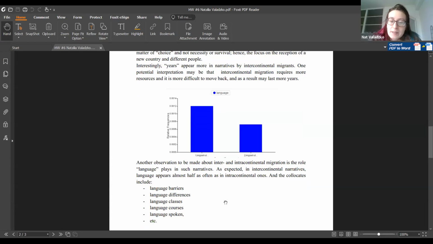And that's why when we look at the collocations, very often we can see those bigrams, if I'm correct: language barriers, language differences, language classes, language courses, language spoken. And it's used way more often than in the intracontinental. So yes, that's the most interesting that I can give you. Yes, perfect. Thank you very much for the presentation.